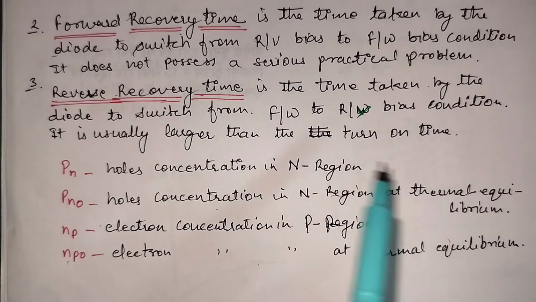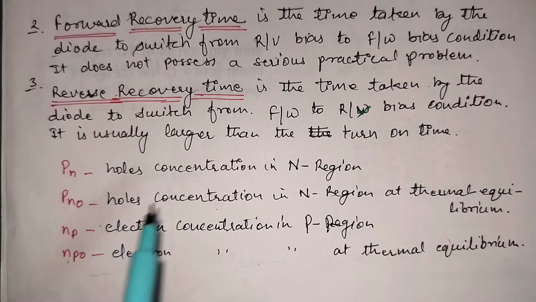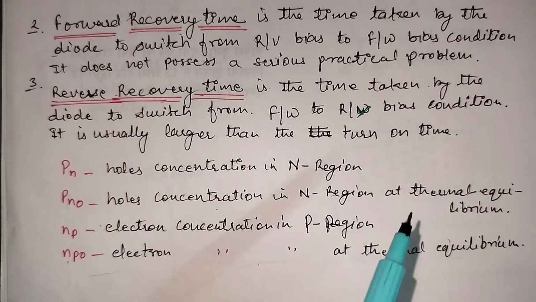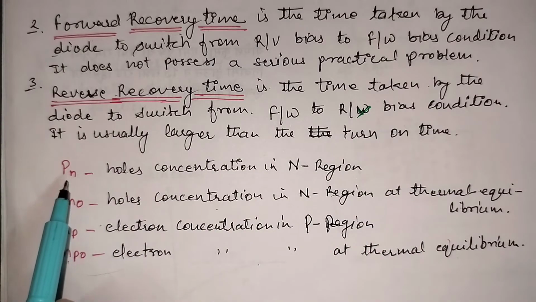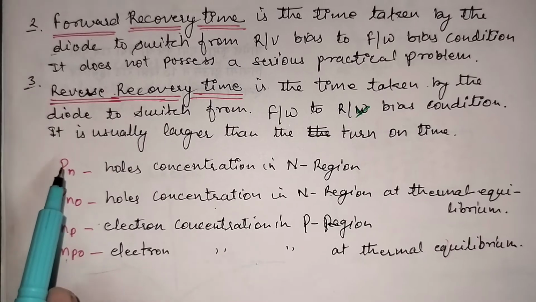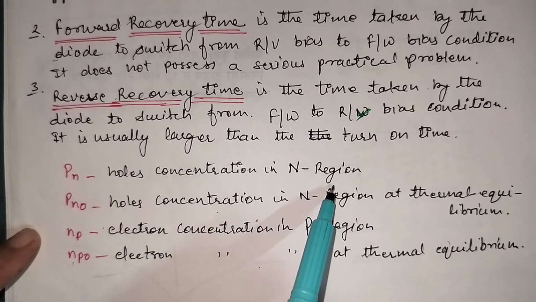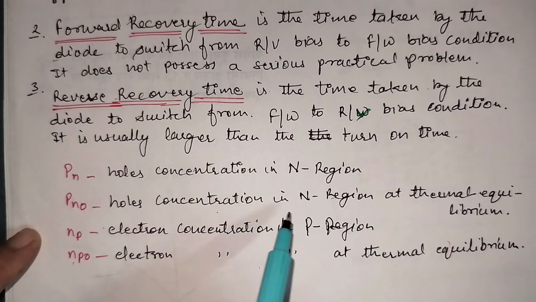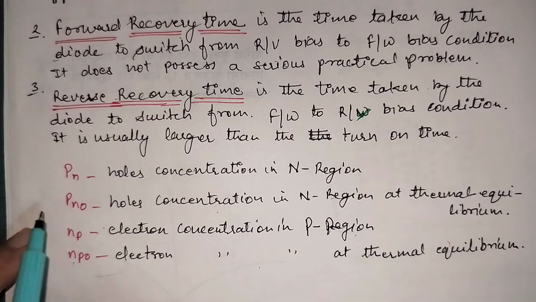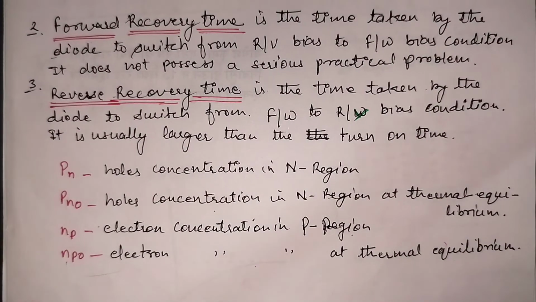Before we go into the detail, we should know the following terms to understand the distribution of minority carriers across the diode. This P and N, the subscript shows the region and this shows the concentration. This Pn is the hole concentration in N region. This Pn naught is the hole concentration in N region at thermal equilibrium. And this Np is the electron concentration in P region, and this Np naught is the electron concentration at thermal equilibrium. Np naught and Pn naught are the steady state conditions at thermal equilibrium.